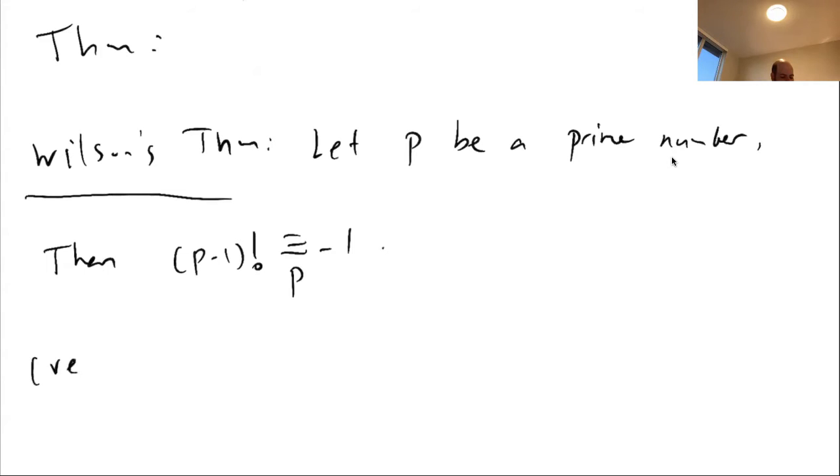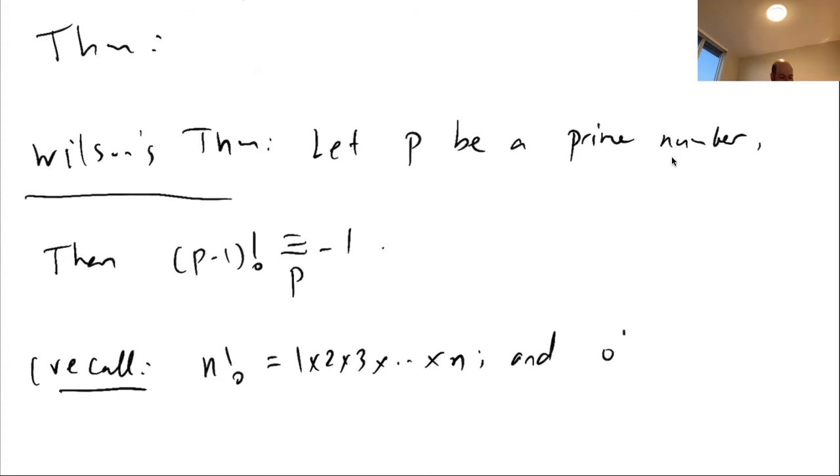So recall the definition of factorial. I'm sure you know about it, right? n factorial means 1 times 2 times 3 all the way to n. And 0 factorial is defined to be 1. We don't need 0 factorial here because P is at least 2 and P minus 1 is at least 1. But just to remind you about factorials: 3 factorial, for example, is 1 times 2 times 3, which is 6. 4 factorial is 1 times 2 times 3 times 4, which is 24, and so on.